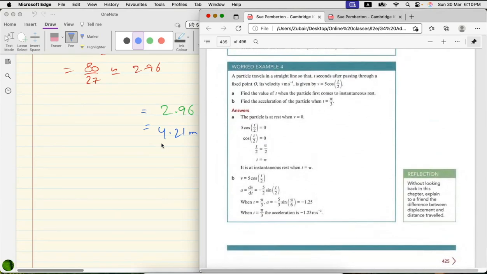Worked example 4. A particle travels in a straight line so that t seconds after passing through the fixed point O, its velocity is given by this equation. Find the value of t when the particle first comes to instantaneous rest. So the velocity at that point is 0.